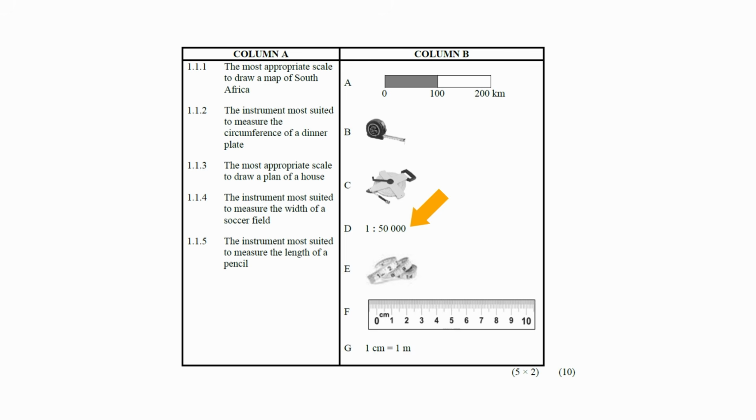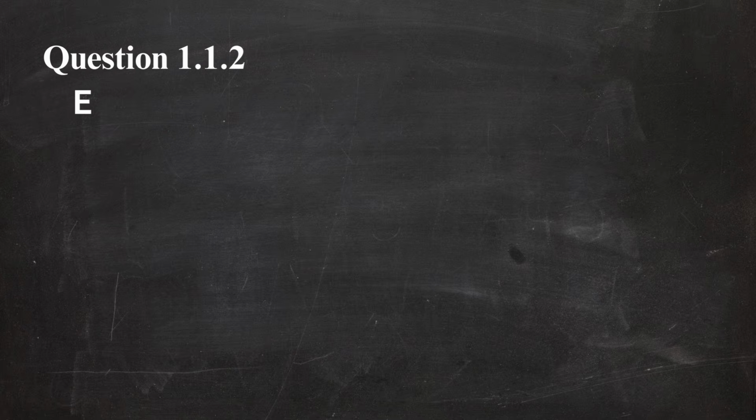building floor plans. From the 3 options, the most appropriate scale to draw a map of South Africa is D, the ratio scale of 1 to 50,000, because the scale factor is large enough that you can fit the whole of South Africa on an A3 size page. In question 1.1.2, you have to select the instrument that is most suited to measure the circumference of a dinner plate. The instrument most suited to measure the circumference of a dinner plate would be E, the flexible tape measure, because it's flexible enough to wrap around circular or cylindrical objects.